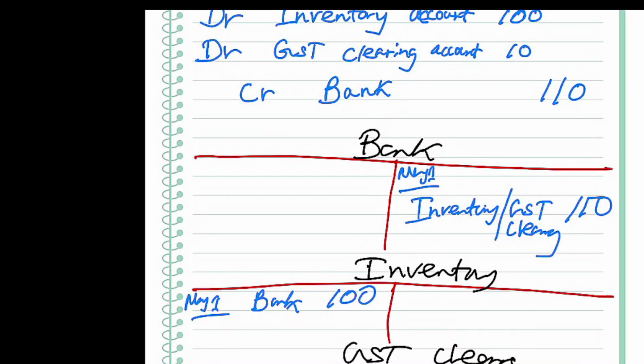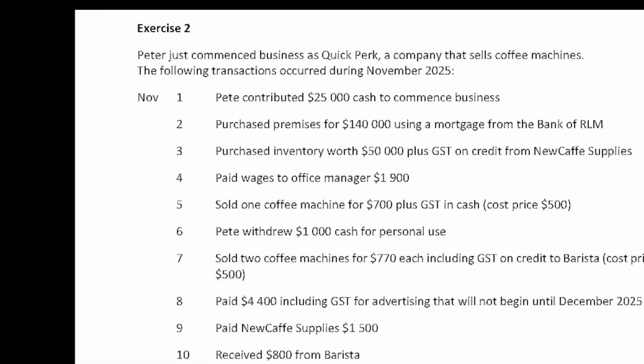Okay guys, we will do the May 2nd. If you haven't done it, please have a look, or even if you have done, make sure you are correct. Purchase premises for 140,000 using a mortgage. Then what happens? What are the double entries? Is our bank affected? No. Why not? Because we didn't get the money.